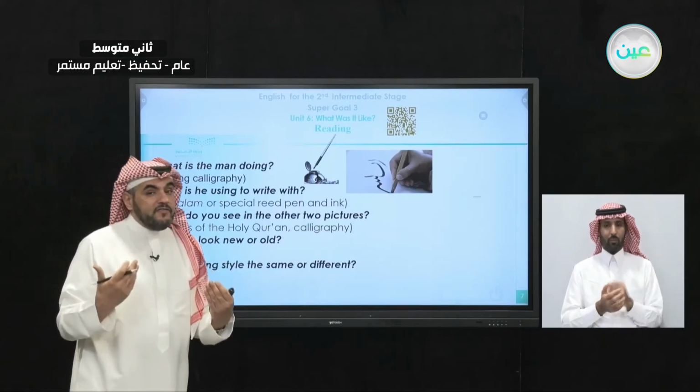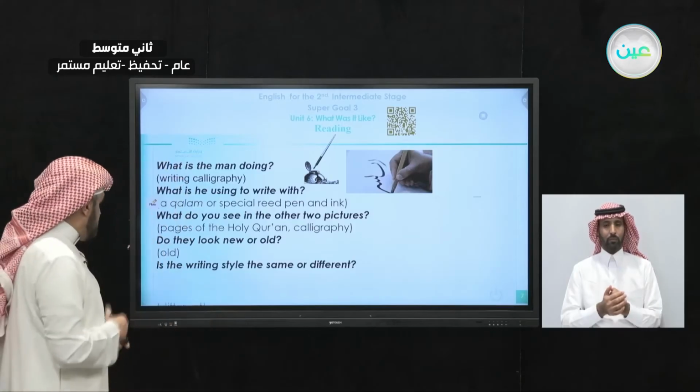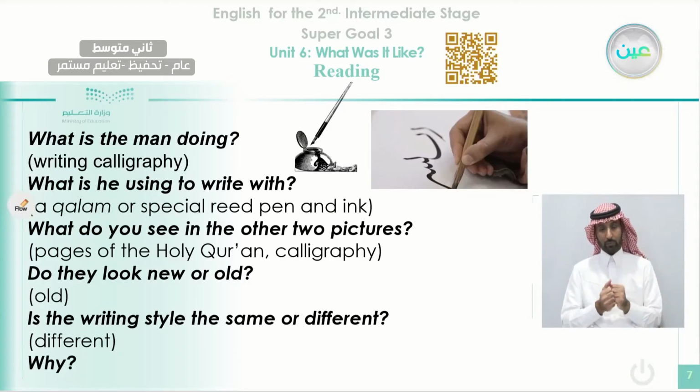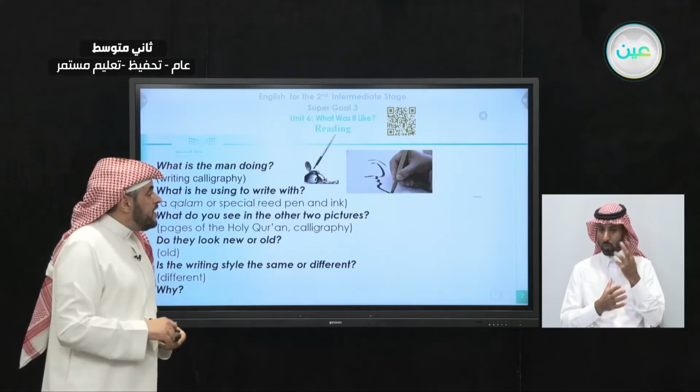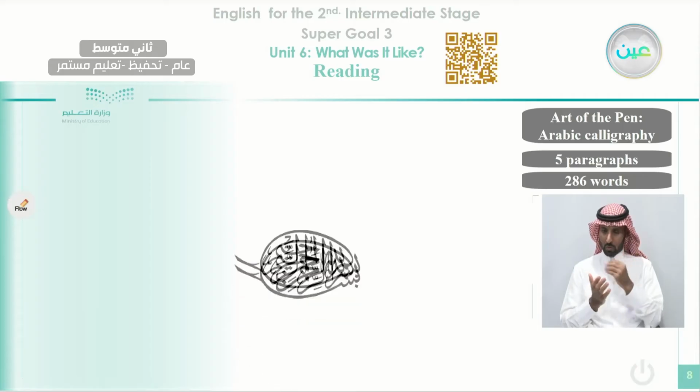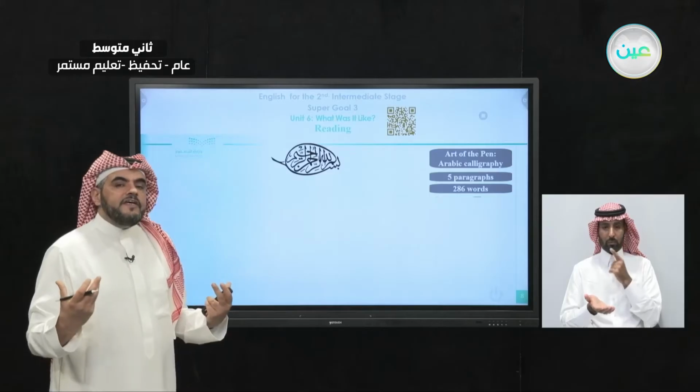Okay, why is it different? We'll come to some answers to this question. Okay, so it is different. Why is it different? We will know also the reason when we read the following article. Okay, so the article is under the title Art of the Pen, Arabic Calligraphy. This is the title of the reading.